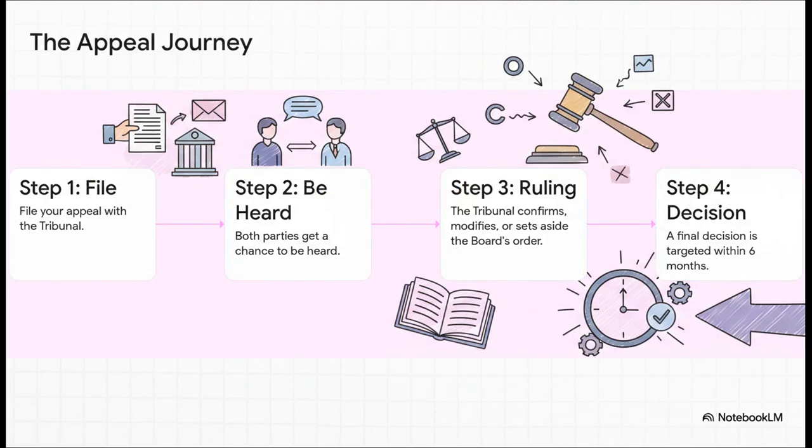So, what does this whole journey look like? Well, first you file your appeal. The process is designed to be fair, so both you and the other side get a full chance to be heard and present your case. After that, the tribunal has the power to either agree with the original decision, change it, or even just throw it out completely. The Act also pushes for speed, aiming to get the whole thing sorted out within 6 months.